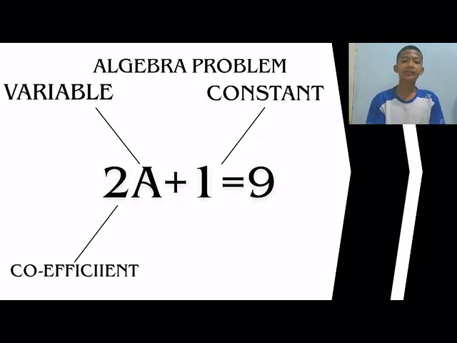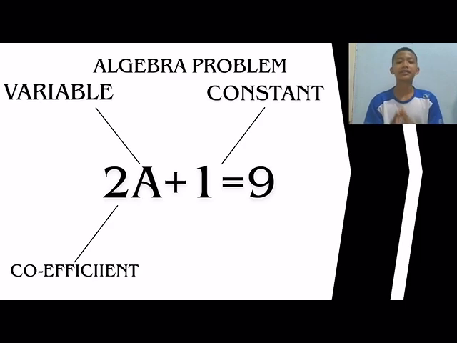There are three things you need to know before solving an algebra problem. The first thing is the variable. A variable represents a mysterious number in the algebra problem. Examples of variables are A, B, C, or any other letters, or any other shape like a triangle or square.